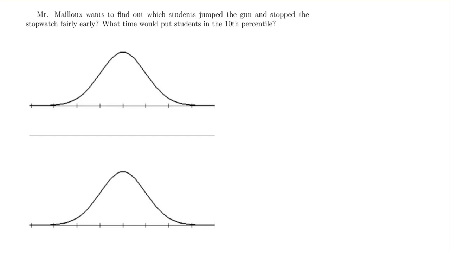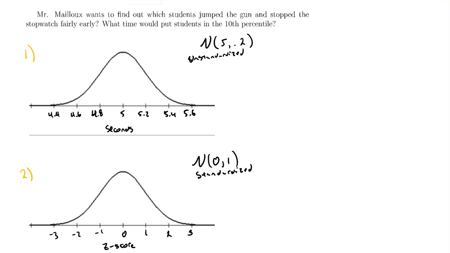The only variant we might have early on is if I don't give you a value to begin with. So in a problem like this, I want to find out which students jumped the gun. So you had an itchy finger and clicked too early. So you stopped too early. What would put students in the 10th percentile? So 10% or less of them ended up clicking the watch really fast. So first thing we've got to do is mark up our pictures again. But now we want to begin by highlighting the area to the left that's going to represent 10% because we're interested in the 10th percentile.